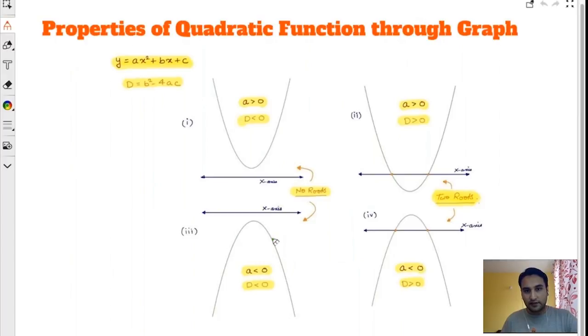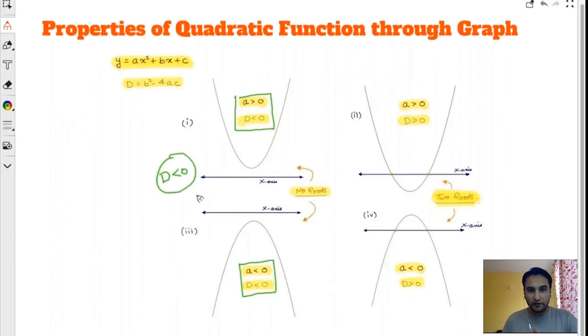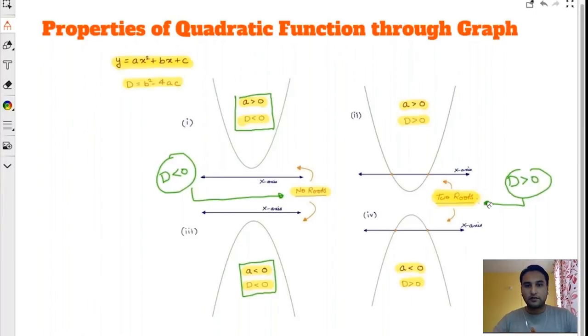These are the cases: A positive, D negative, and A negative, D negative. Simply the case: if D is negative, no real root. Just again a quick revision. And D positive means real roots. This you already learnt in quadratic, but now we are doing it graphically. Okay?